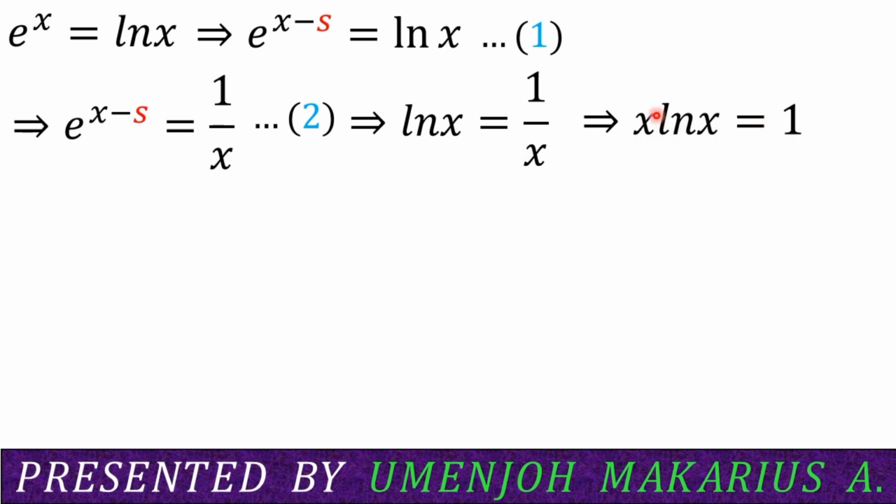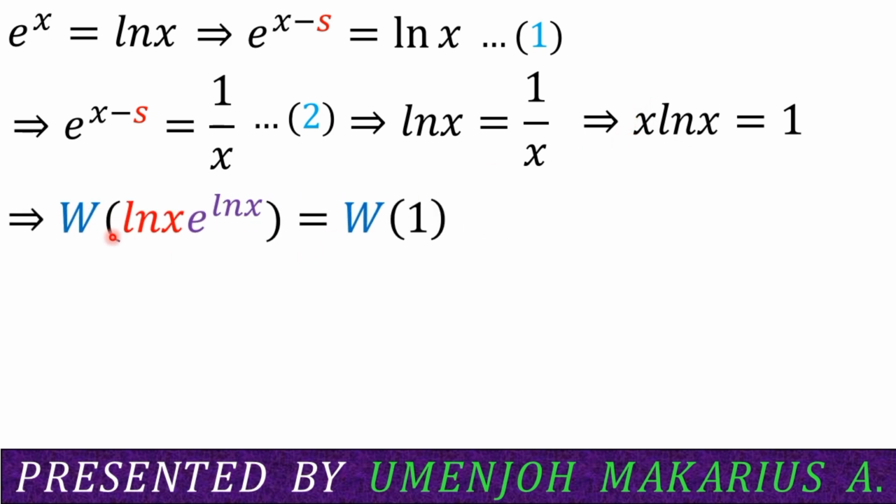At this point, we are going to look at x as e raised to the power the natural log of x, and we take the Lambert W function on both sides. If we do that, we have W of the natural log of x e raised to the power ln x equal to W of 1.